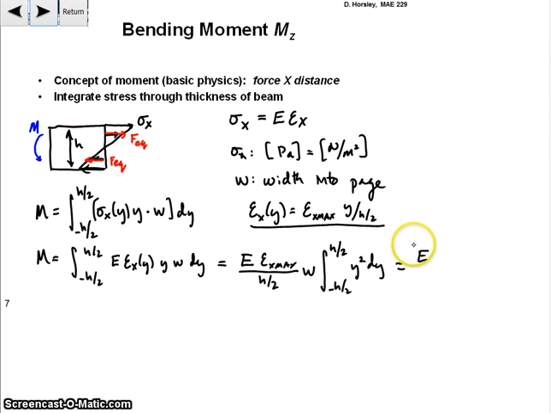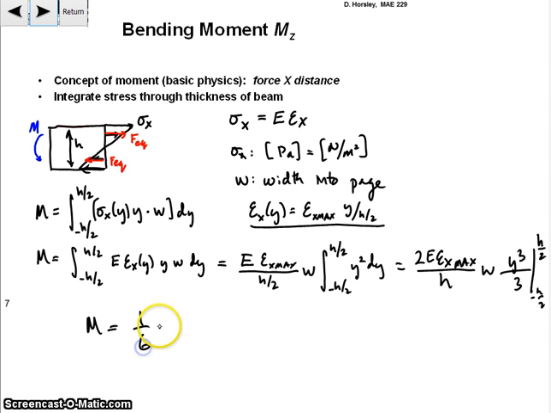I might move that factor of 2 up just to make it a little bit cleaner. So we have 2 e epsilon x max divided by h, whole thing times w, and I end up with y cubed over 3, so not very hard. And I could substitute in the limits of integration, so this is h over 2 here, and then minus h over 2. And when I plug all that stuff in, what I end up with is that M is equal to 1/6 E w h squared times epsilon x max.